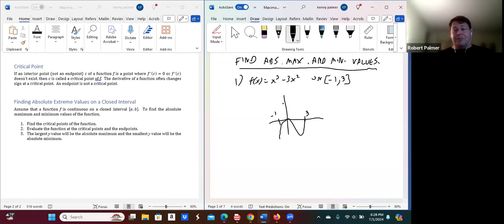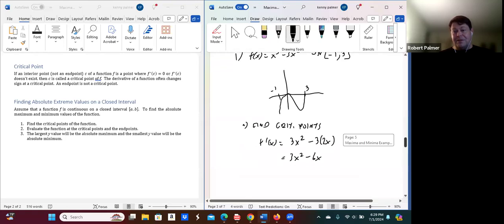Now, once again, let's do the same thing. Let's call this part A. We want to find the critical points or critical values. So let's take the derivative. F prime of x is equal to 3x squared minus 3 times 2x. And so that's going to be 3x squared minus 6x.